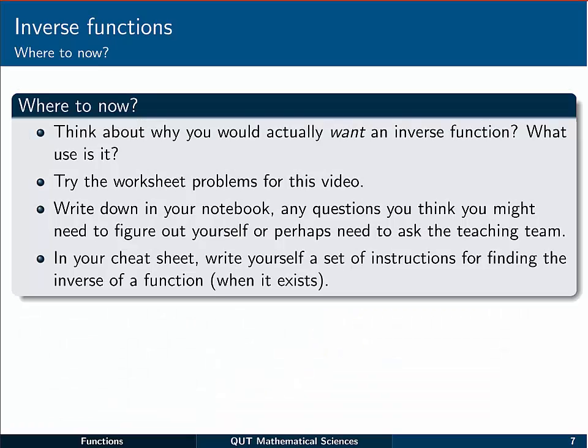So that's it for inverse functions, figuring out if two functions are inverses and figuring out what the inverse is if you don't know. Have a bit more of a think about why you might want an inverse function. What use would it be?